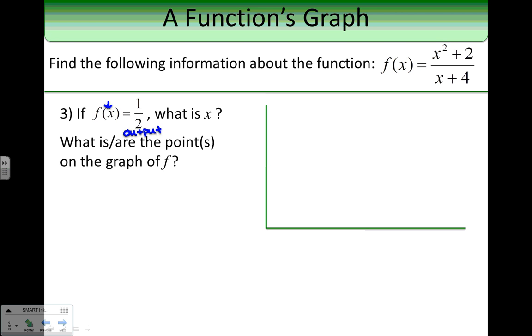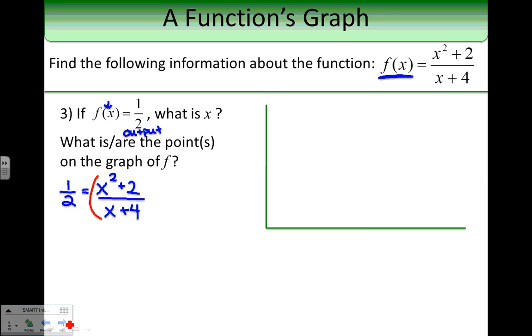So now, instead of solving for my output, instead of solving for y, I'm solving for my input, which is x. So f of x is equal to 1/2. My output is 1/2, and that gets plugged in for f of x, since that's what f of x is equal to. Then I need to solve for the x value. What x value do I have to input to get 1/2? Let's go ahead and solve this.